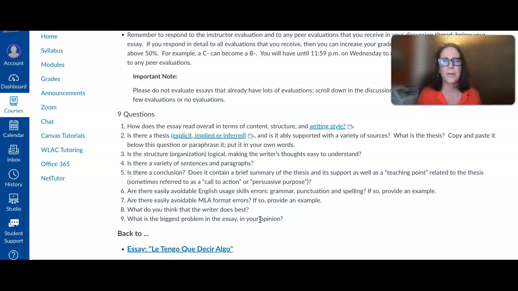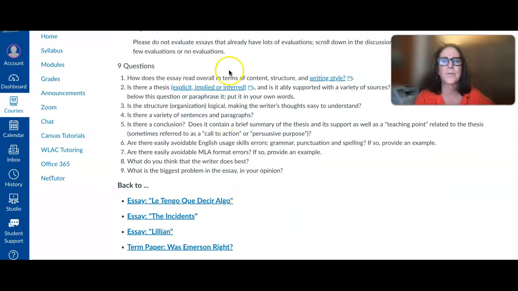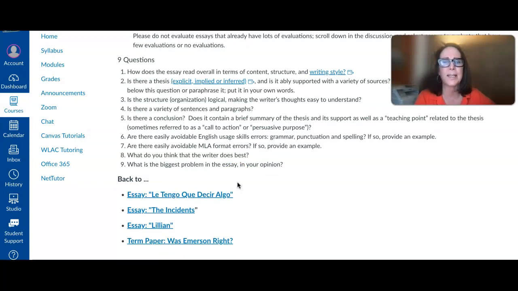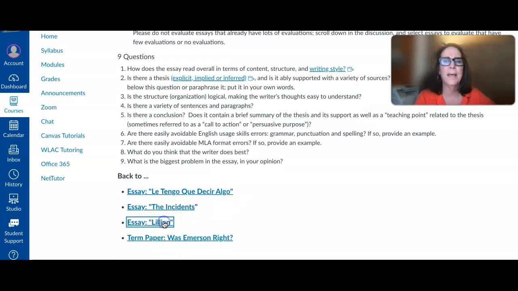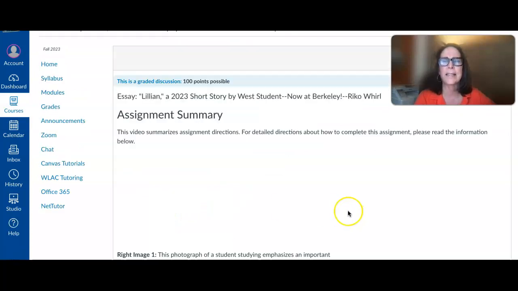Don't complete a peer evaluation in any other way, such as saying hello to somebody and I really liked your essay, although that's really nice. Don't do that. You can say all of that as you answer these 9 questions. All right? So these questions are very important. The peer evaluation process is very important because they'll teach you a lot about essay writing. Okay, back to the essay directions.